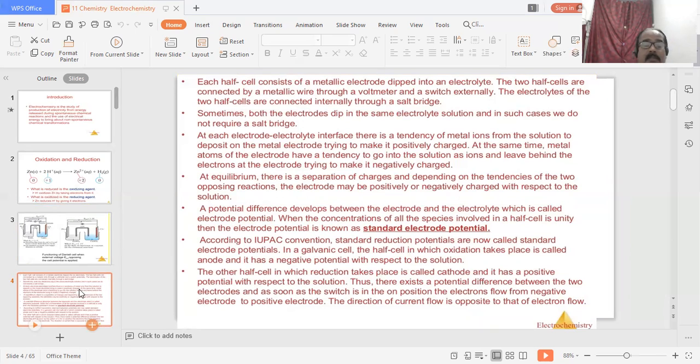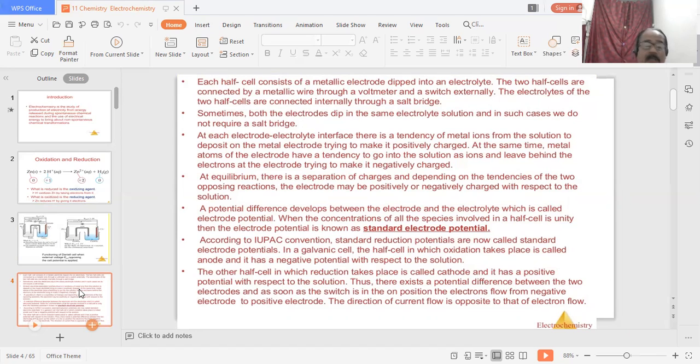And next, each half cell consists of a metallic electrode dipped into an electrolyte. The two half cells are connected by a metallic wire through a voltmeter and a switch externally, and the electrodes of the two half cells are connected internally through a salt bridge. Sometimes both electrodes dip in the same electrolytic solution, and in such a case we do not require a salt bridge.